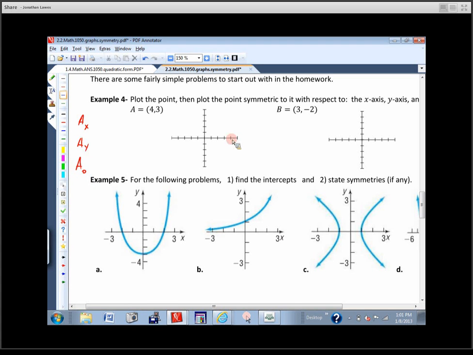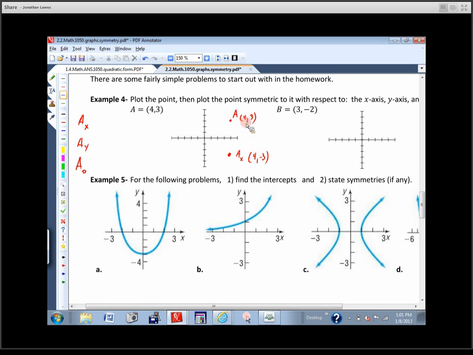So A is at (4, 3). So we're right here. A is (4, 3). Where would A sub x be? Where would the point be that's symmetric with the x-axis? The x-axis is here. We're going to take this point, it's on the top right now, and flip it down to the bottom. So it's going to be straight down here. It's easy to graph, and either using the rules or just by sight, which coordinate changed? Is it the x or the y? The y. (4, negative 3).